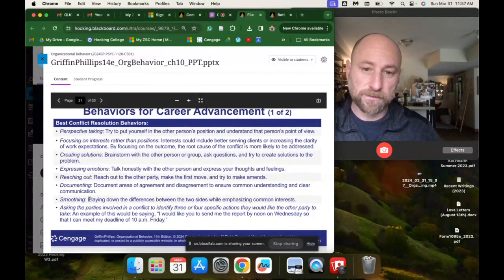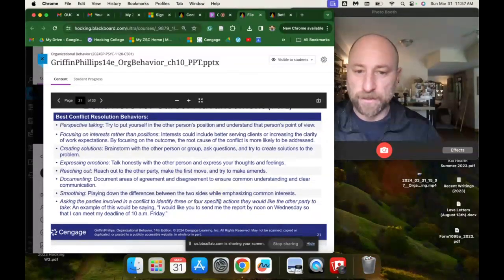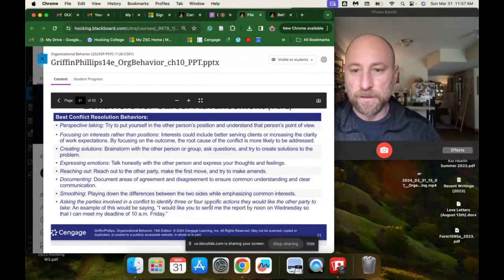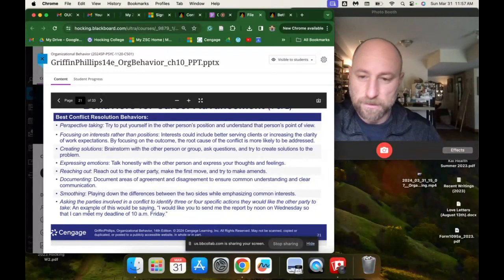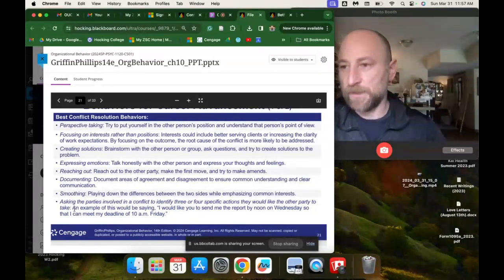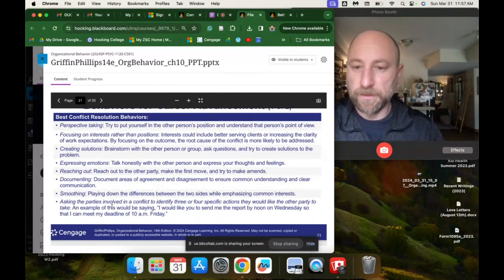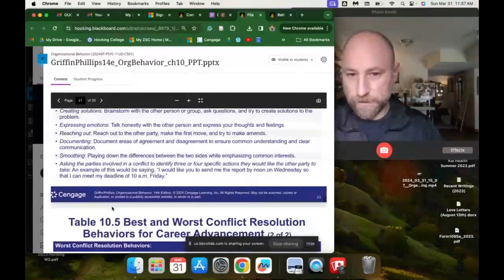Smoothing: playing down the differences between the sides while emphasizing common interests. Asking the parties involved in conflict to identify 3 or 4 specific actions they would like the other party to take. Really useful, applicable, super practical. If someone's mad at you, you can say, what's 1 thing or 2 things or 3 or 4 things you would like me to do right now to fix this situation?